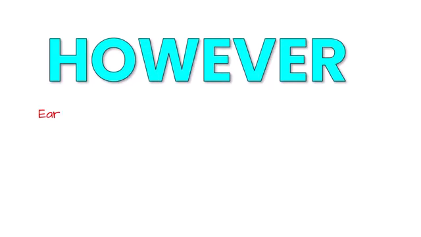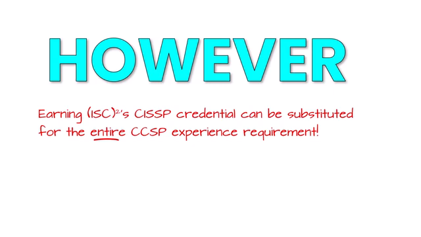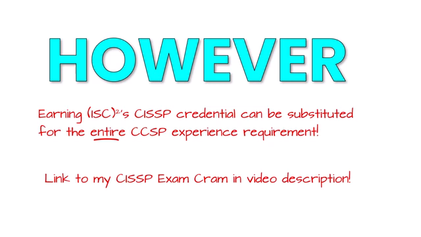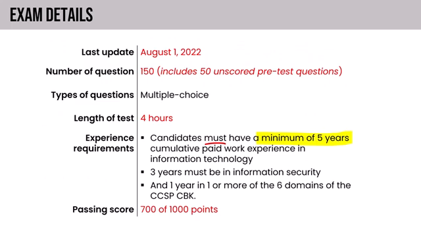However, there's a nice surprise. If you earn ISC Squared's CISSP credential, that can be substituted for the entire CCSP experience requirement. CISSP comes with its own 5-year experience requirement, albeit less specific than the CCSP, but you can just wipe that off the map by taking the CISSP exam, and I have a link to my free CISSP exam cram course. That's a very popular cert with employers and a great exam to focus on when you're 3 to 5 years into your cyber career. Passing score for the CCSP, 700 of 1,000 possible points.